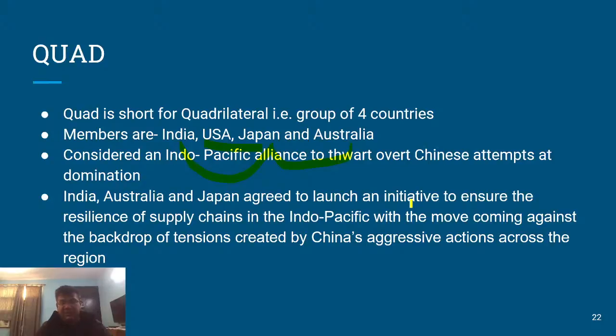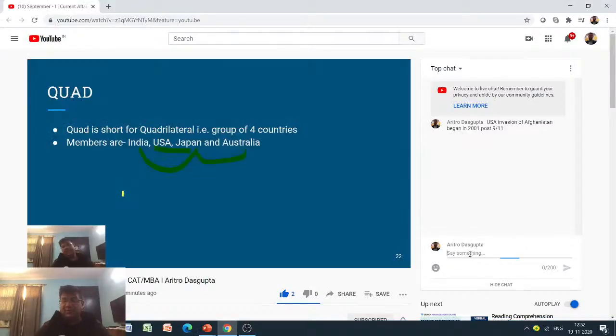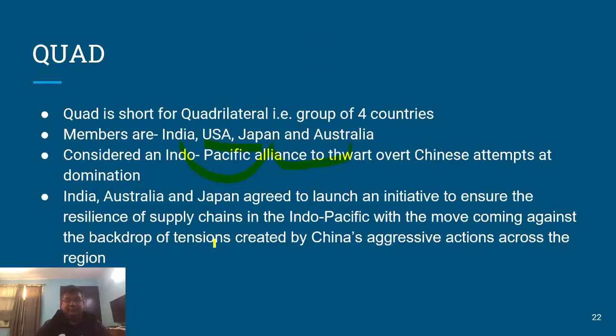Now, let me just write down a little about Indo-Pacific. What does this mean? Indo-Pacific, a new term for Asia Pacific, to denote Indian Ocean plus Pacific Ocean. Right, that's the idea of this thing.